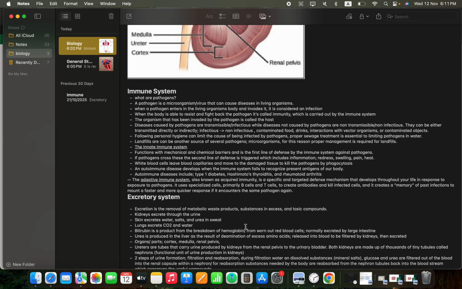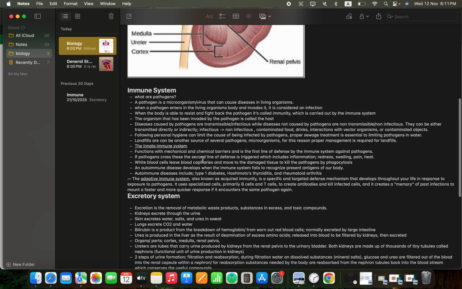And then we have the innate immune system. This functions with mechanical and chemical barriers, and this is the first line of defense of the immune system against pathogens. For mechanical, we have cilia in your nose and your skin. For chemical, you have tears, mucus, and your stomach acid. So these are the first lines of defense before your immune system acts against it.